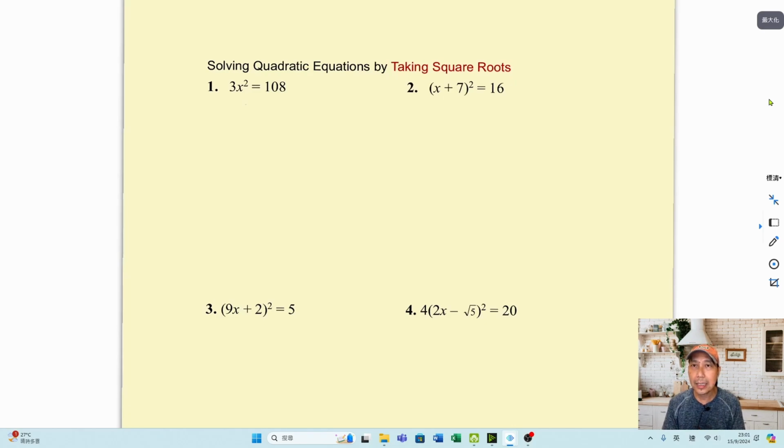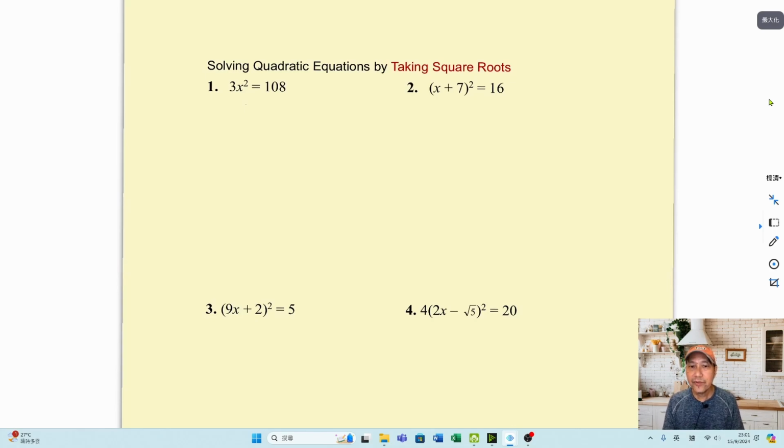Before we start the quadratic formula, please take a look at these four questions. They have one common thing. In these four questions, we can take the square root of both sides, so we can remove the square. Okay, let's see the steps.